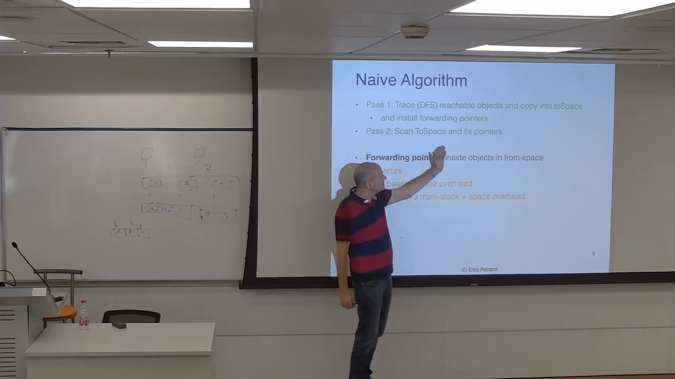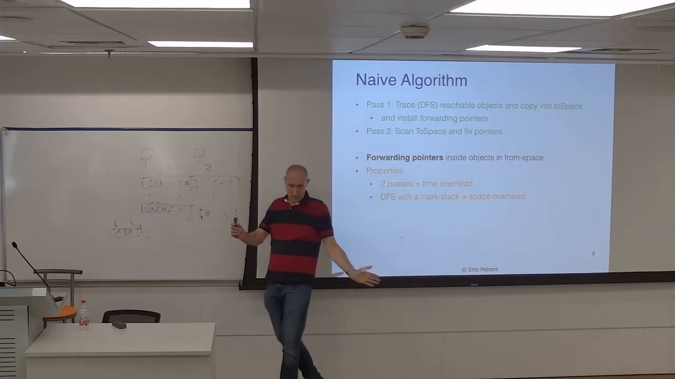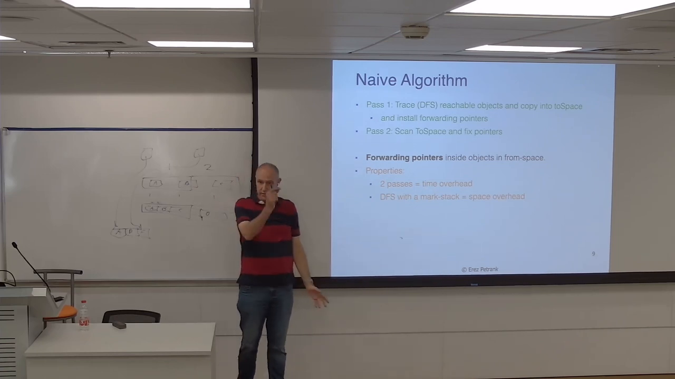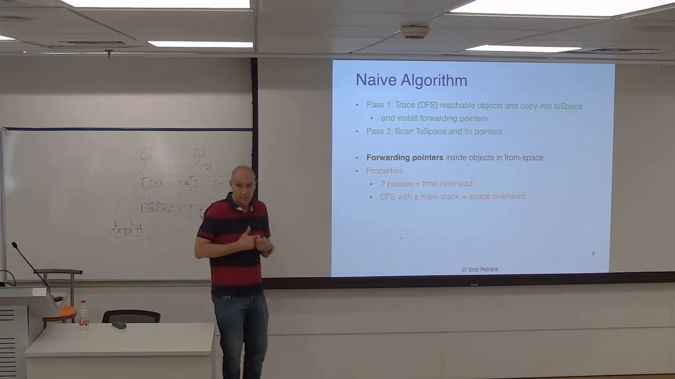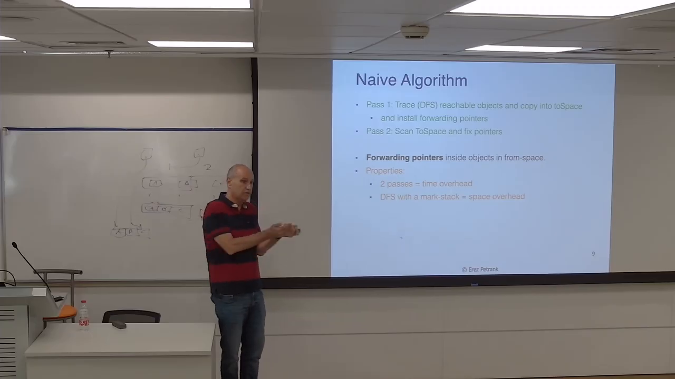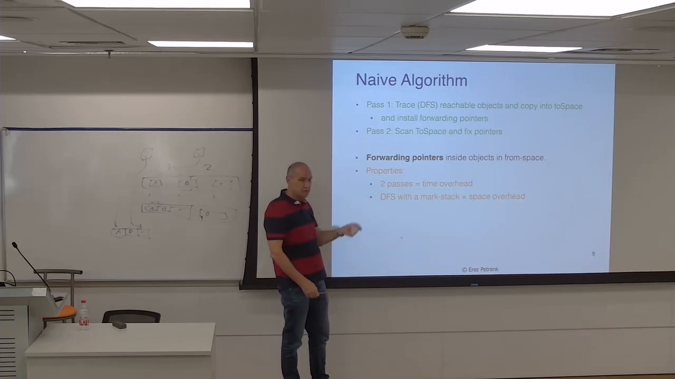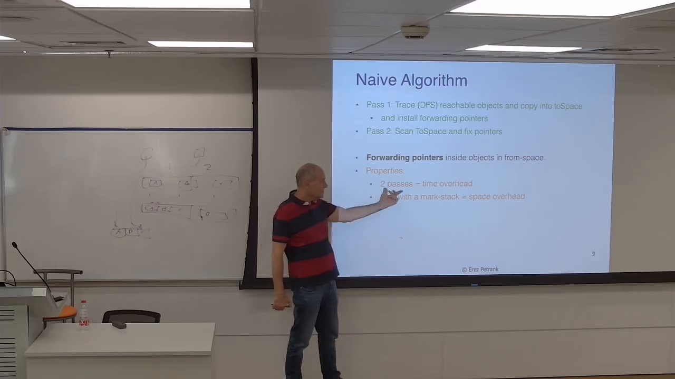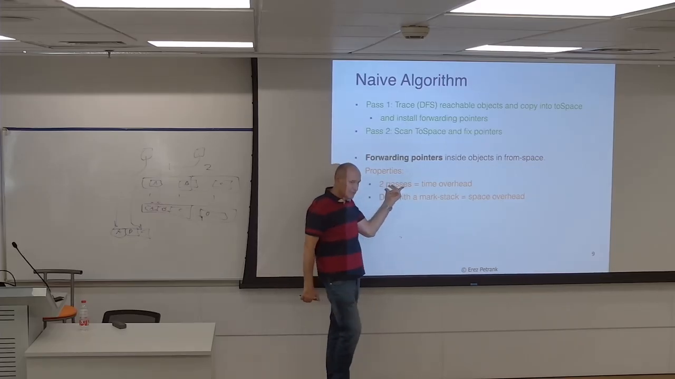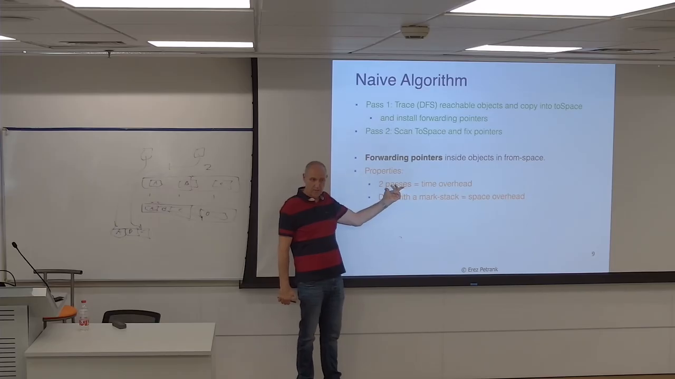And in the second pass, I go through to space. All of the pointers are pointing to from space because I just copied stuff from space with pointers to from space. So all the pointers are to from space. I just go pointer by pointer, look at the forwarding address, and fix it. So it's two passes, which I don't like. I want it to be one pass.